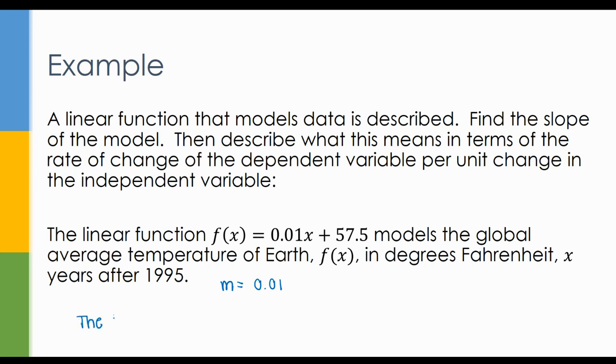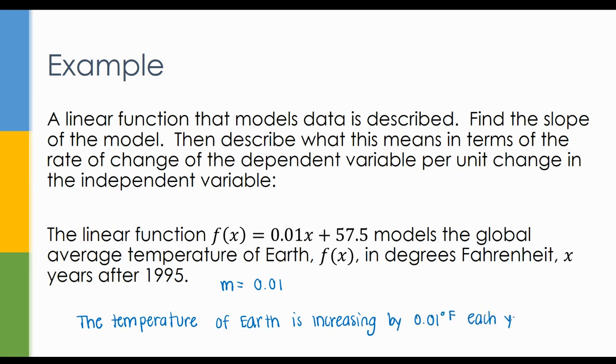So the temperature of Earth is increasing by 0.01 degrees Fahrenheit each year. And I guess this has been since 1995. So there's my little explanation using the information from the model.